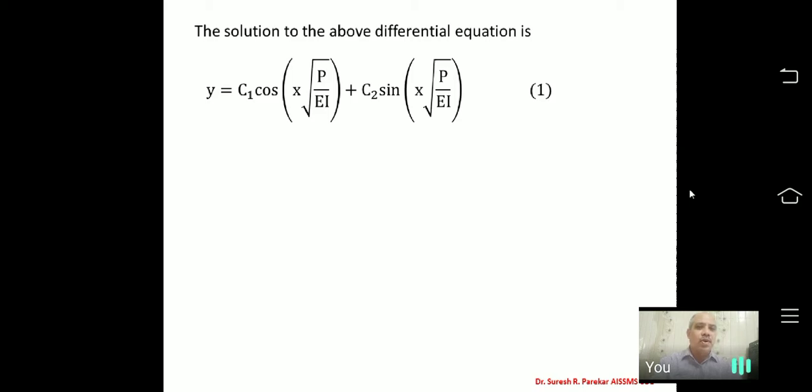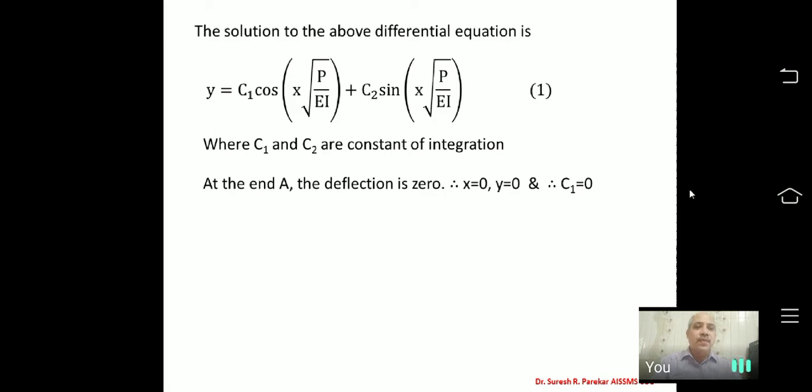So now we will substitute values of y and x at both end conditions. If we see at A, we have x equal to 0 and y equal to 0. If we substitute this, we are going to get c1 equal to 0, because sin 0 is 0, so the second term becomes 0. And here x is 0, so cos 0 is 1. Y is 0, so c1 is 0.